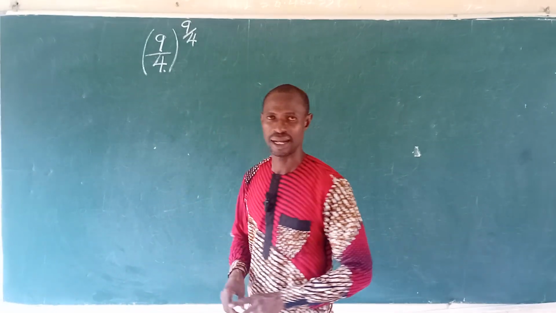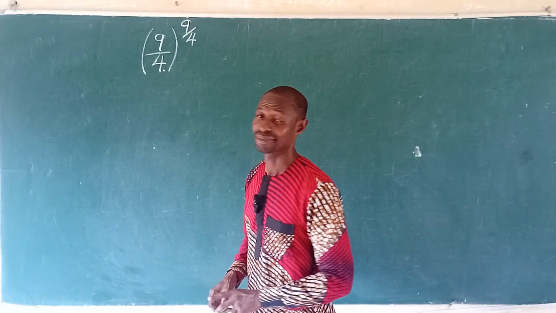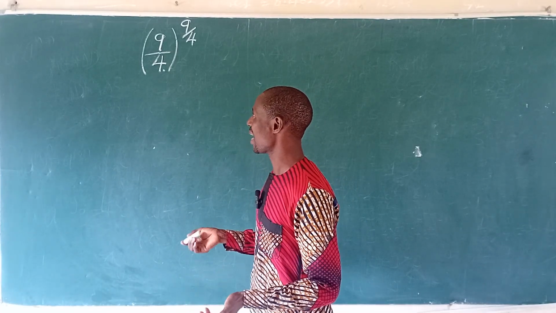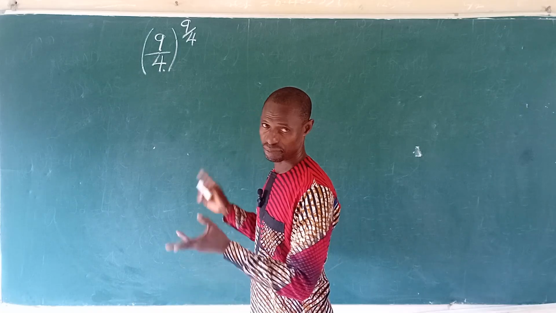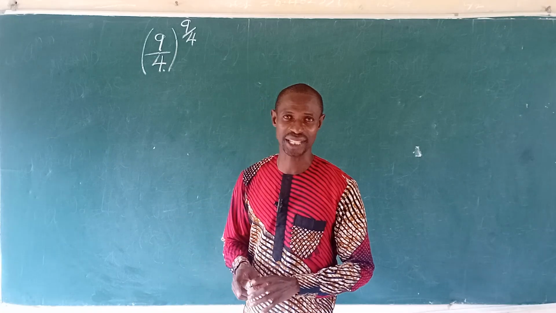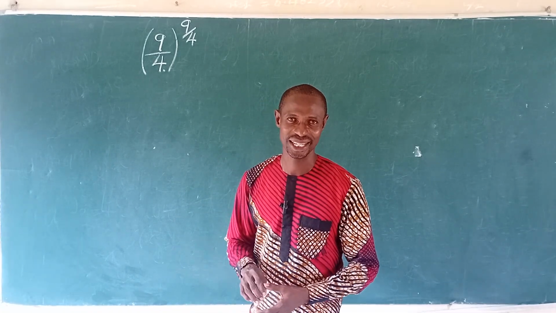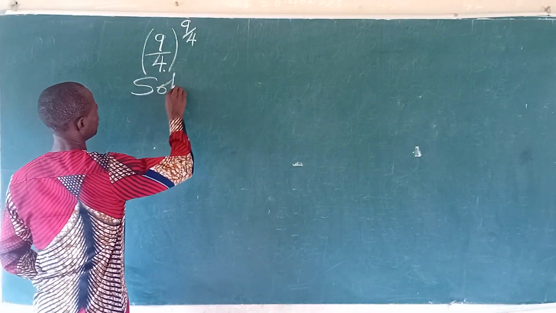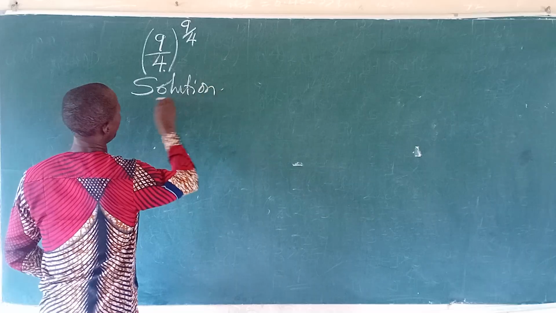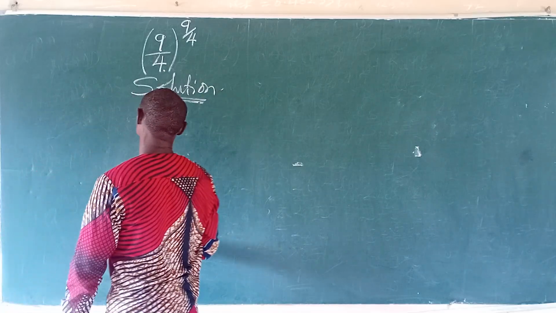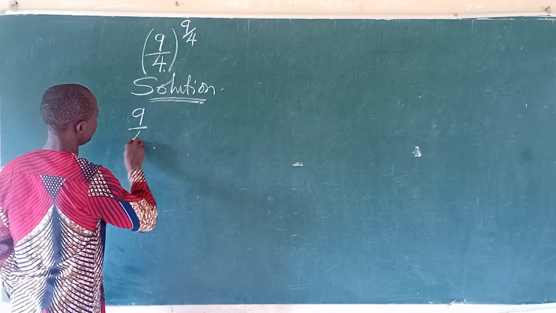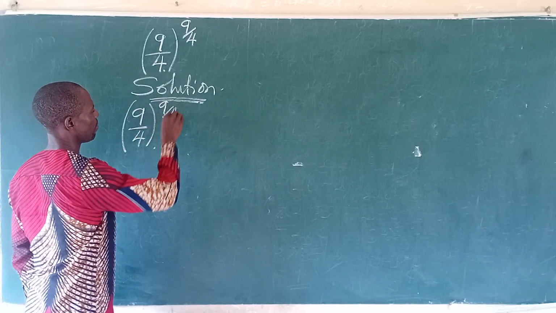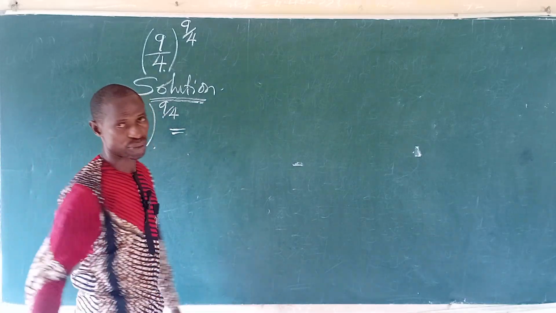We have this Harvard entrance question here. The question is (9/4) raised to the power of 9/4. How do we evaluate this? So let's take a solution here. The question is (9/4) raised to the power of 9/4. This will now be equal to what?